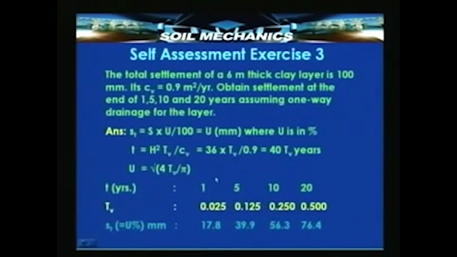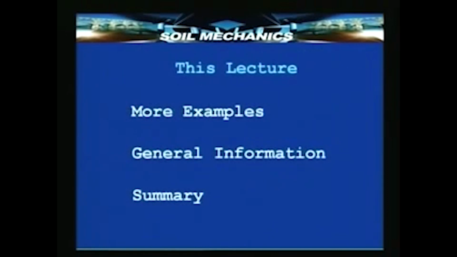Then we have assessment exercise 3, in which we have to obtain the settlement at the end of several time periods, 1, 5, 10 and 20 years. We can compute this as shown in the partial answers I have given here already. You can see that and convince yourself.